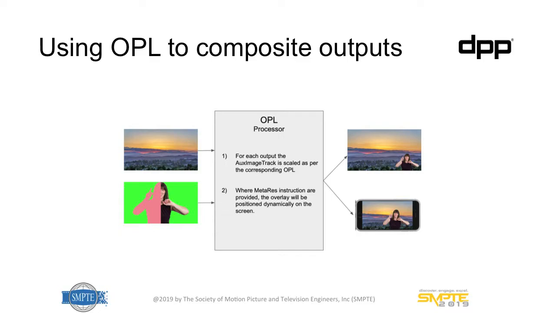So it takes in the program content and the sign interpreter in this case, but any overlay potentially, and it will scale and position and then do the compositing to generate the output. And you can see here we've indicated why you might do that differently on different devices. So on a big TV, your sign interpreter could be comparatively small on the image, whereas on a small phone, because that sign interpreter's facial expressions and hand movements are very important to the deaf audience, we might need to make them larger in relation to the program image itself.